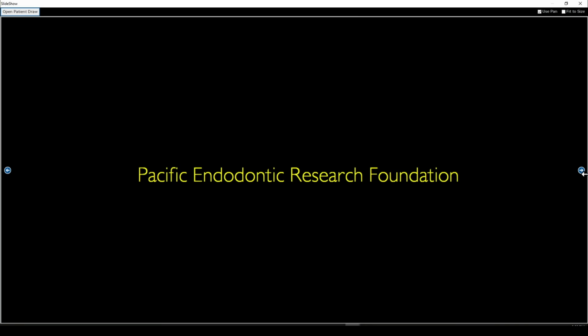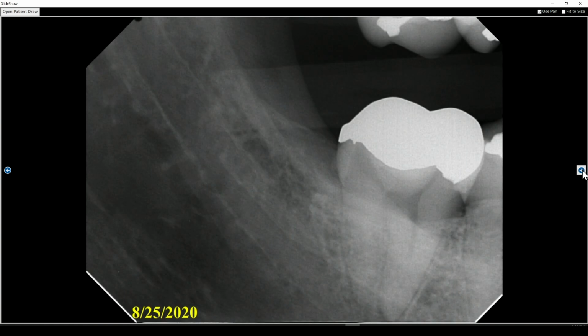This is kind of an interesting case. At first, a little confusing, so I thought I'd share it with you. Saw the patient in 2020.